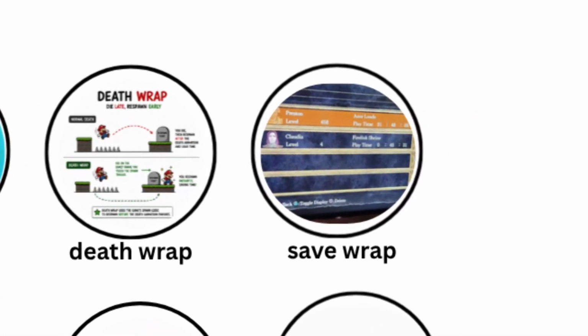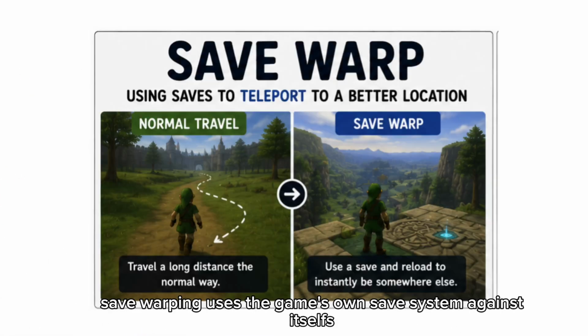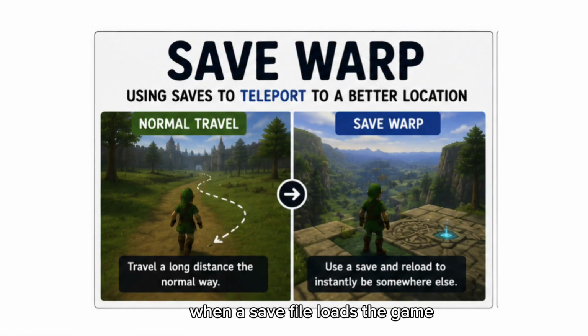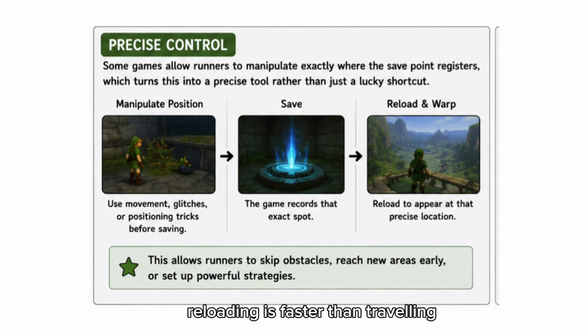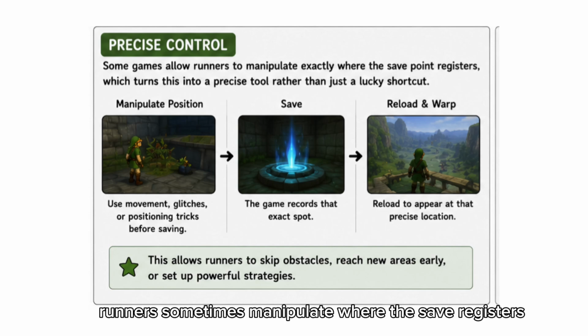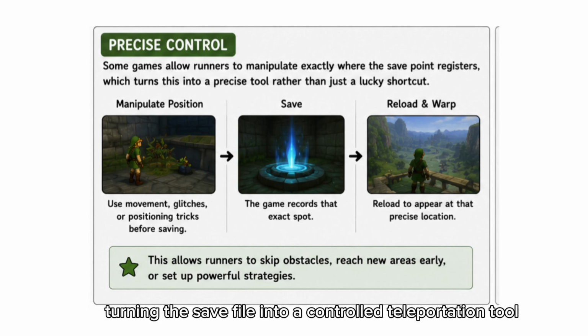Save warp. Save warping uses the game's own save system against itself. When a save file loads, the game places the character at the recorded position. If that position is more useful than the current one, reloading is faster than traveling. Runners sometimes manipulate where the save registers before loading it, turning the save file into a controlled teleportation tool.